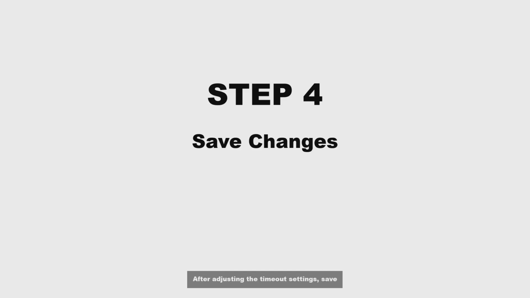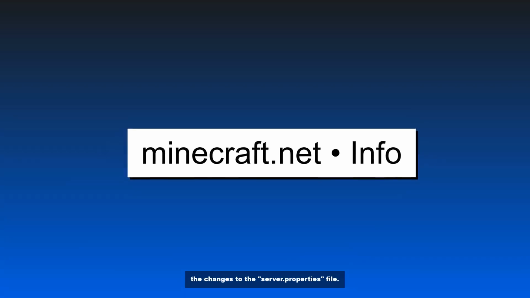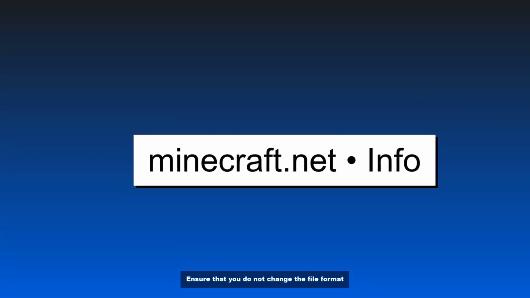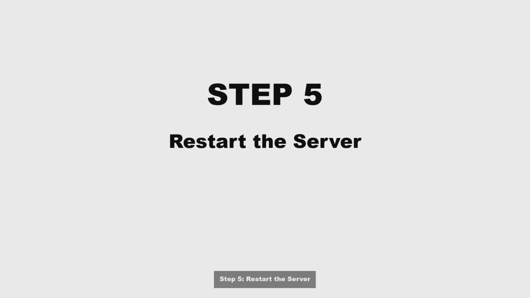Step 4. Save changes. After adjusting the timeout settings, save the changes to the server.properties file. Ensure that you do not change the file format while saving.